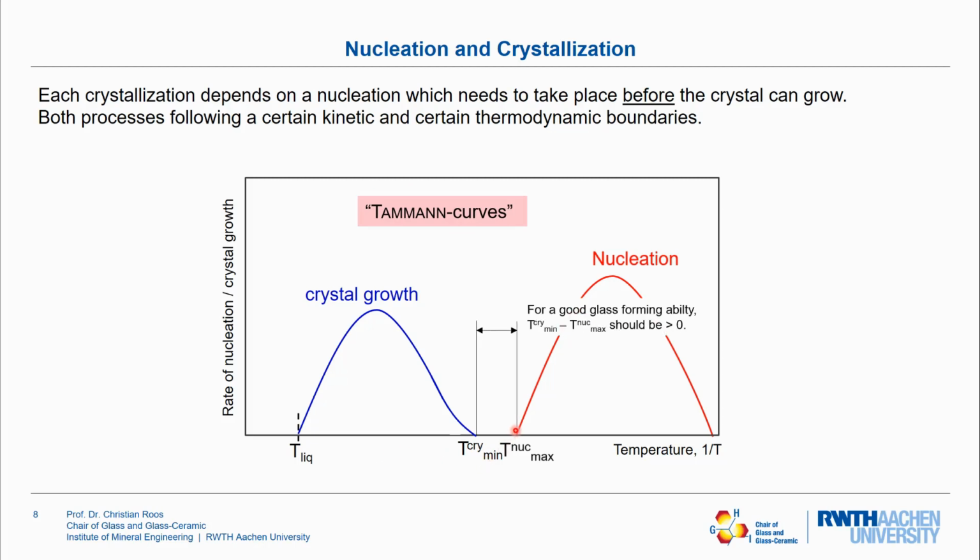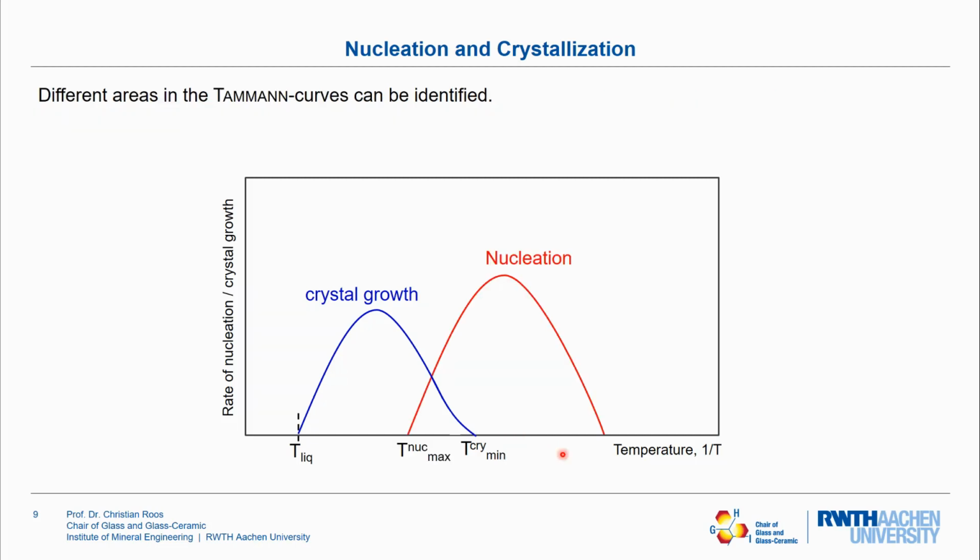So, in summary, one can say for a good glass forming ability, the distance between the crystallization temperature minimum and the nucleation temperature maximum should be as large as possible. Let's get back to the overlapping curves. In this diagram, different areas of the Tammann curves can be identified. There is the area between the liquidus temperature and the maximum nucleation temperature. In this temperature range, only crystal growth takes place.